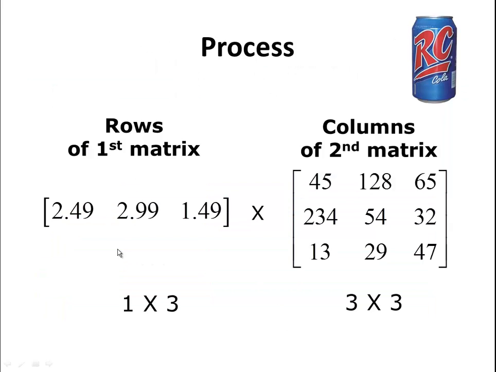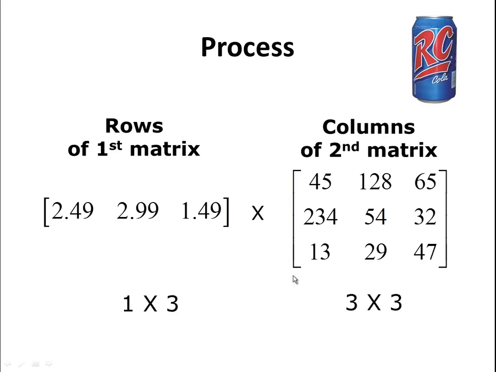What I've done is I've just stripped off the whole chart idea and made two matrices here. We've got our price matrix and then we've got our quantity matrix. This first matrix, you may recall, is a 1 by 3. It's a one row, three column matrix. And then this quantity matrix is a 3 by 3. It has three rows and three columns. And so that's what we're looking at there. So we've got a 1 by 3 times a 3 by 3.